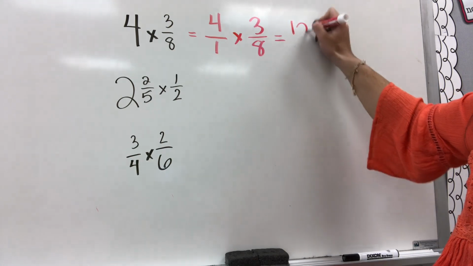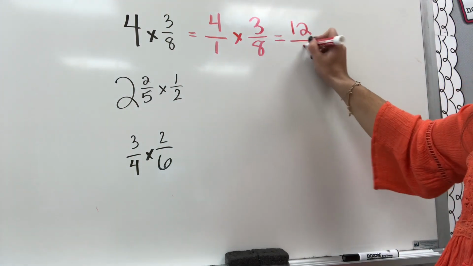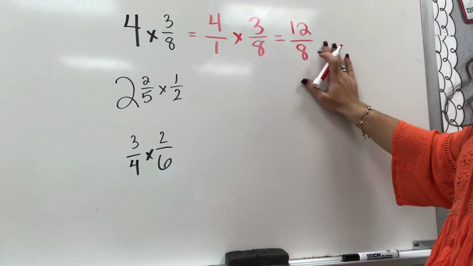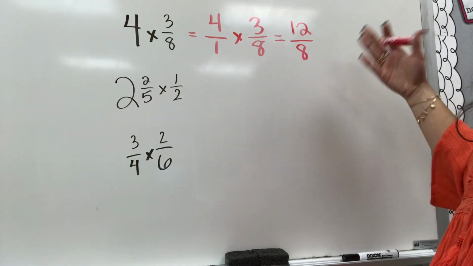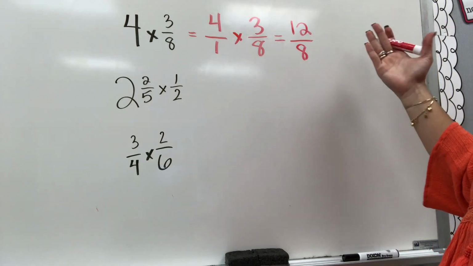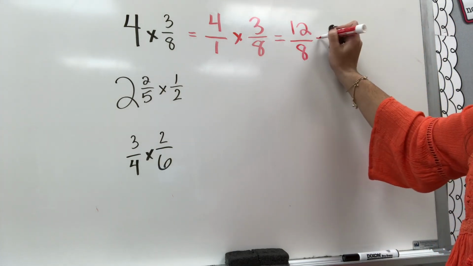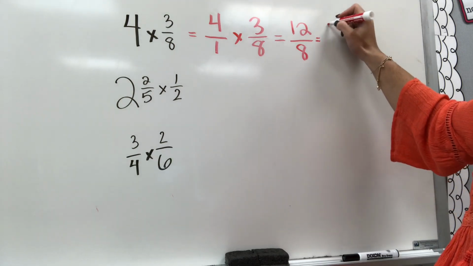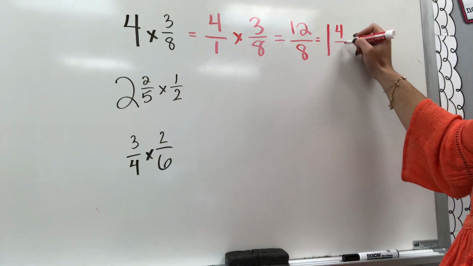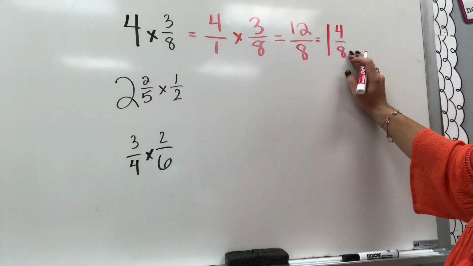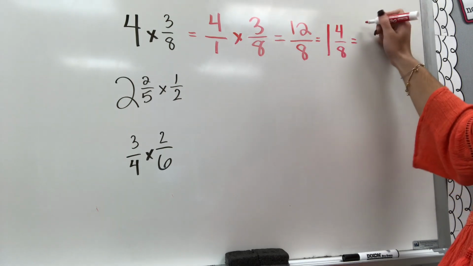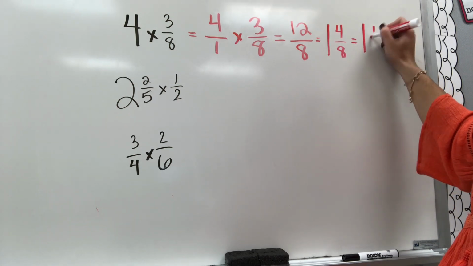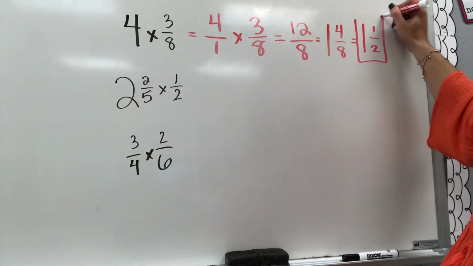4 times 3 is 12, 1 times 8 is 8. Now, we don't want to leave this as an improper fraction. We want to convert it into a mixed number or a whole number. So 12 divided by 8, the closest I can get, is going to be 1 with 4/8, or 4 left over the denominator of 8, which can then be simplified to 1 and 1/2.